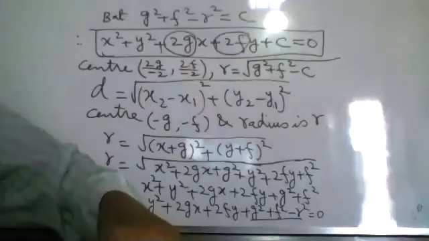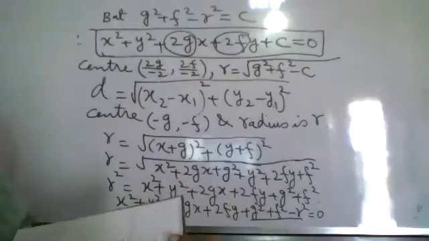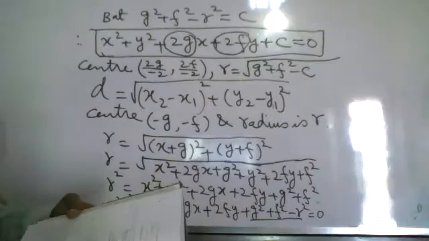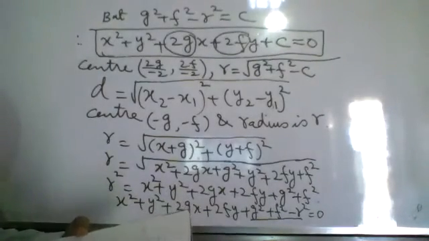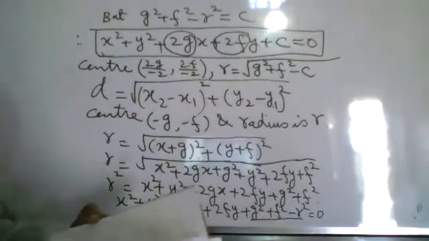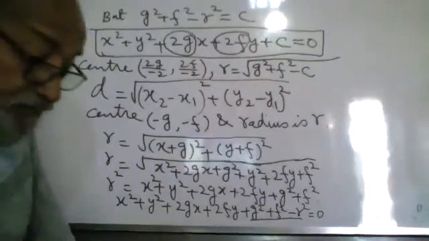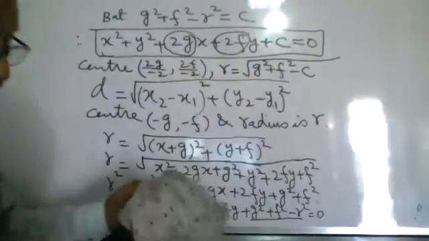I have sent you the picture of exercise 19.7. First question, from question 1 to 10. Find the equation of each of the circle. Question number 1, center at the origin, radius is 5.